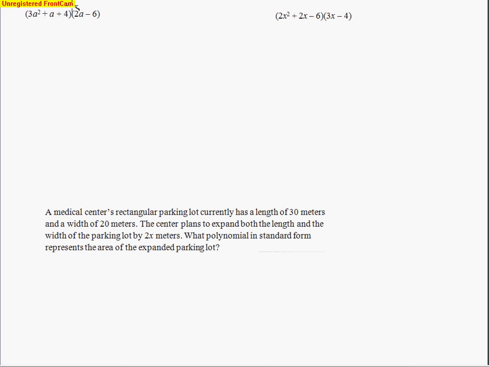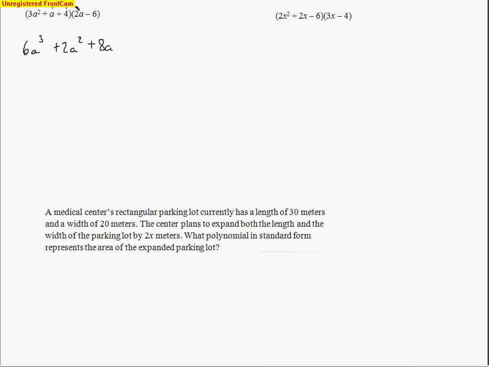2a needs to be multiplied by each of the terms. So I have it a little bit tougher here because we have the variable coefficient in front of the a term, so it makes 6a to the third power, and then 2a times a makes a positive 2a squared, and then 2a times 4 gives me 8a.